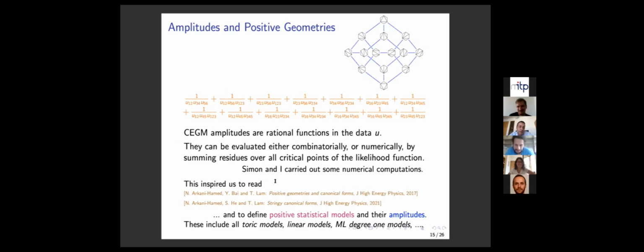And we then used this to transfer a little bit of this to the statistical setting. So we talked about positive statistical models and their amplitudes. And I'll show you an example. And I do not completely understand this yet. But positive statistical models include all toric models, which statisticians call exponential families, linear models like the one we saw, and all models of ML degree 1, the one we saw at the beginning.